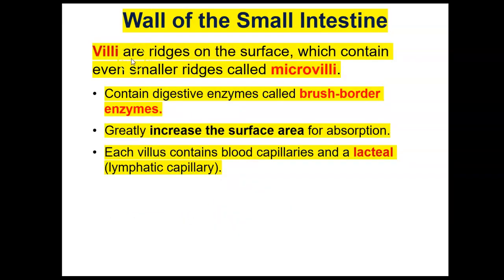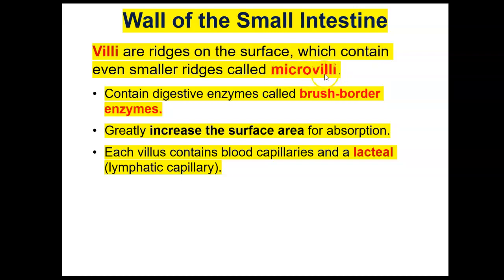Now the wall of the small intestine, the mucosa, is folded, and we call those folds villi. What the villi do is increase the surface area so that more nutrients can be absorbed. And even the villi have more folds on the surface of every one of those cells that line the inside of the small intestine. The cell surface is folded as well.